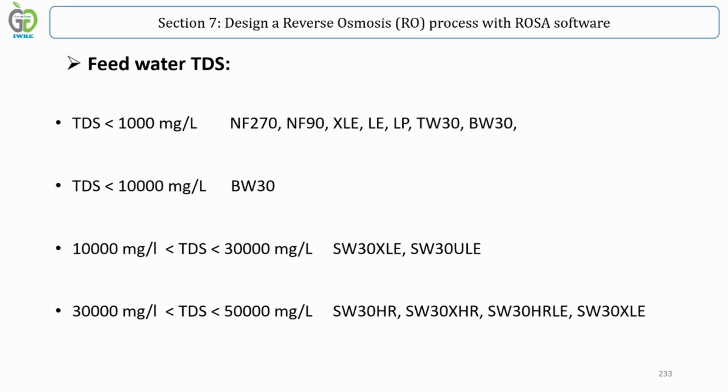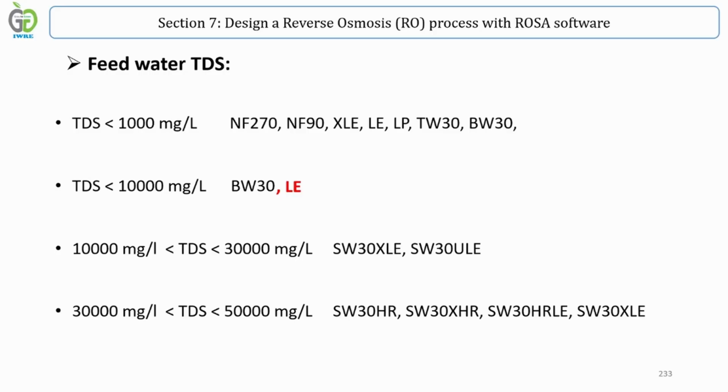According to the TDS in our example, that is 1290 mg per liter, the element with TDS less than 10,000 mg per liter can be selected. Accordingly, BW30 and LE elements can be suitable for our case. Now the type of the elements and element diameter are determined.